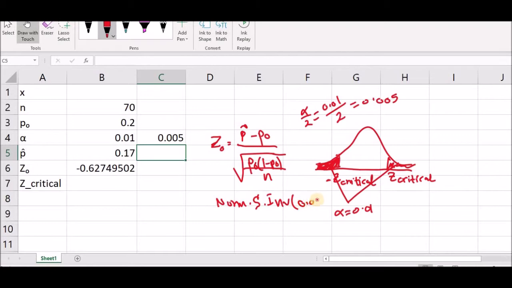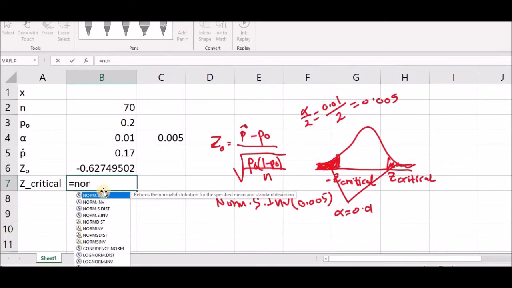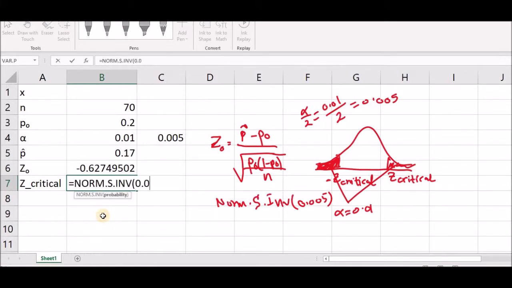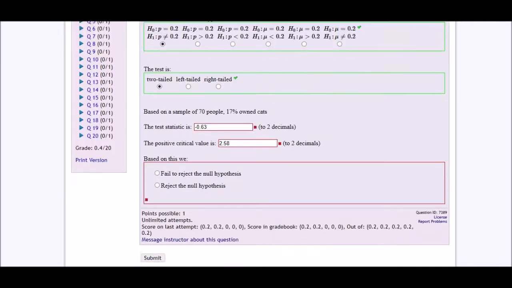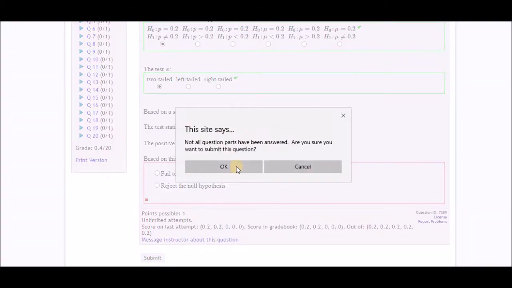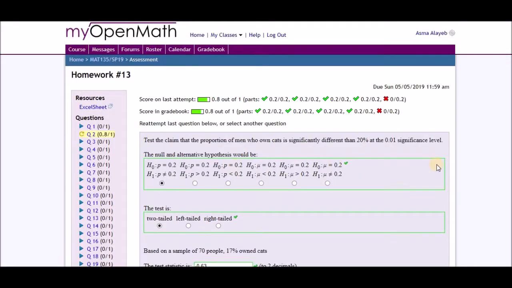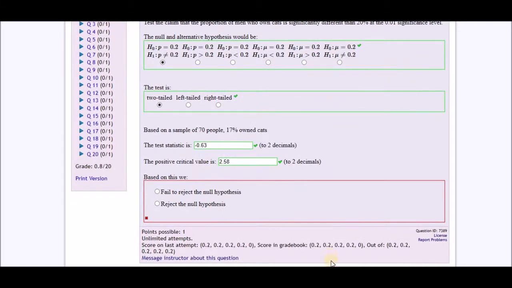So 0.005. And the answer is going to be negative. We will turn it into a positive by multiplying with -1. So that is equal to NORM.S.INV of 0.005 and the answer is negative 2.58. I'm going to put it right here, and then I will remove the negative sign, and I will round it to 2 decimals. And let me check that one. And the answer is correct.